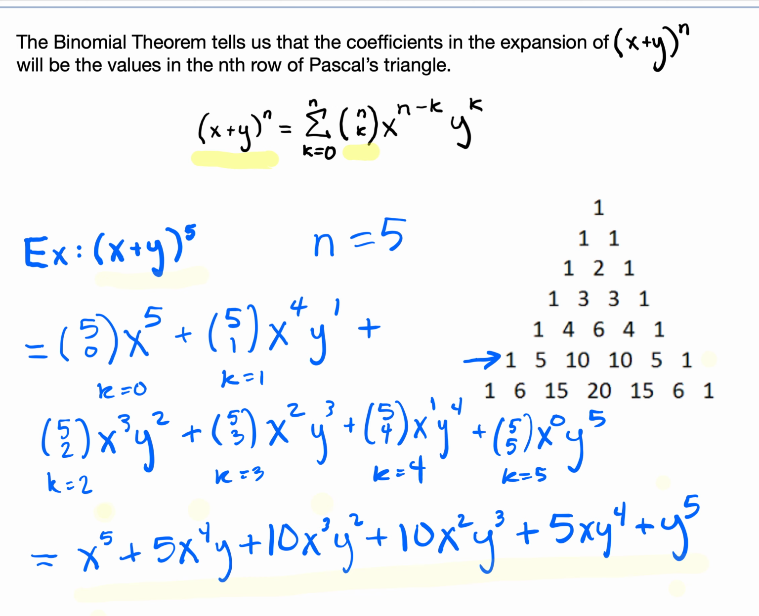So once we understand the pattern, we now have a really efficient way of expanding expressions of the form x plus y to the nth power. We can skip all the middle steps, and we know that the expansion is going to be of this form, where we have terms x to the n minus k, y to the k. In other words, the power of x starts as x to the fifth and then decreases down to 0, and the powers of y start at 0 and then increase up to the nth power. And the coefficients that go in front of those terms are the values in the nth row of Pascal's triangle.